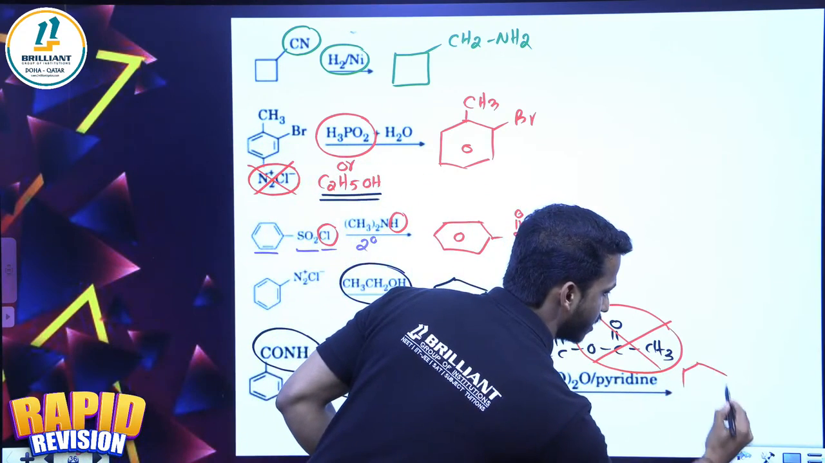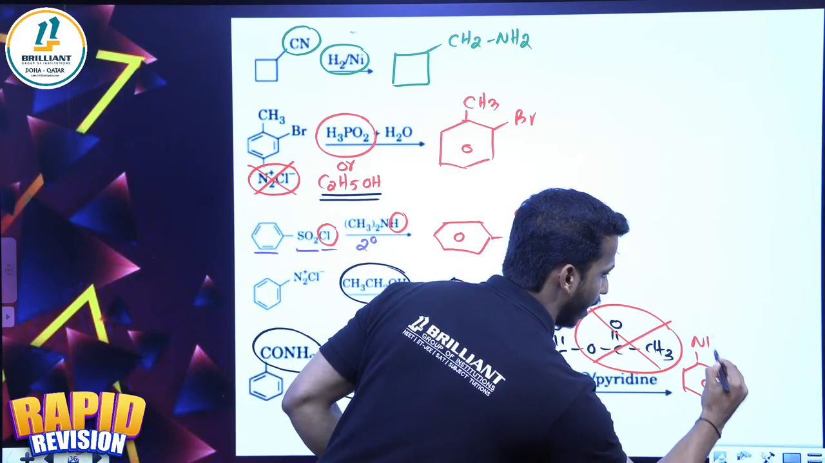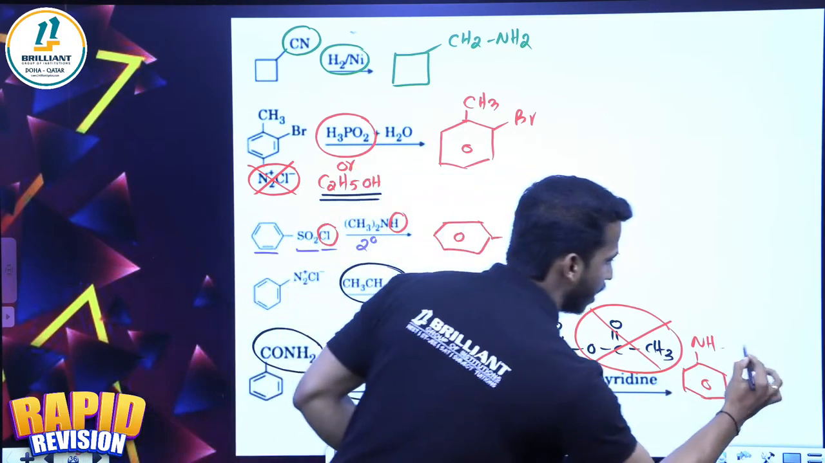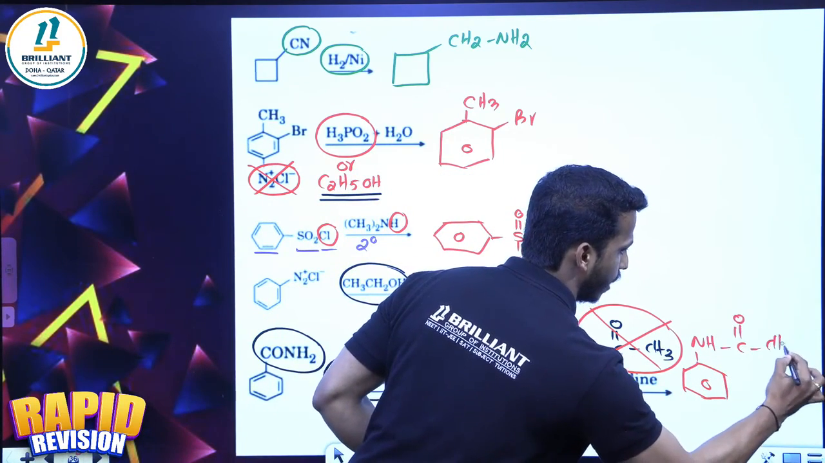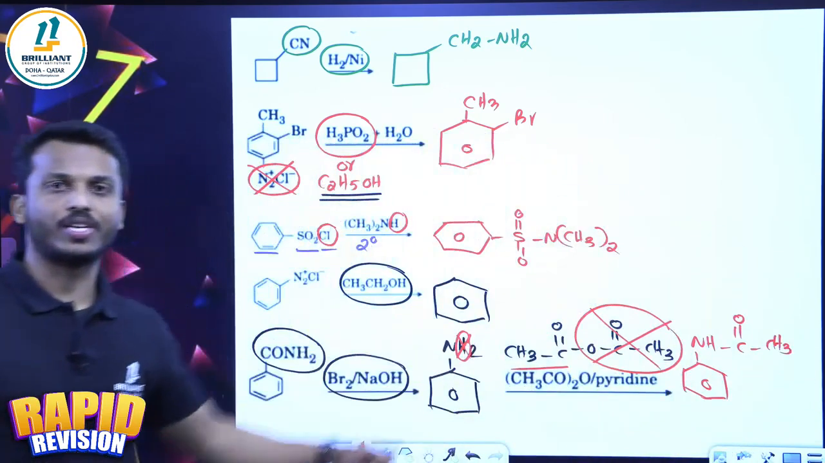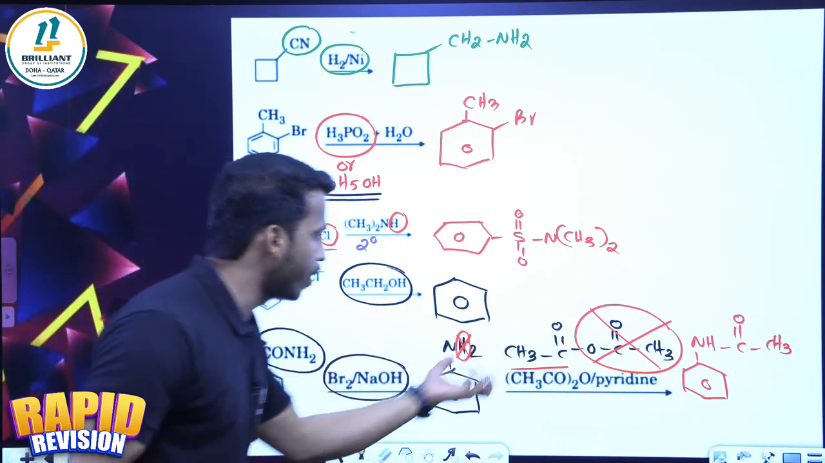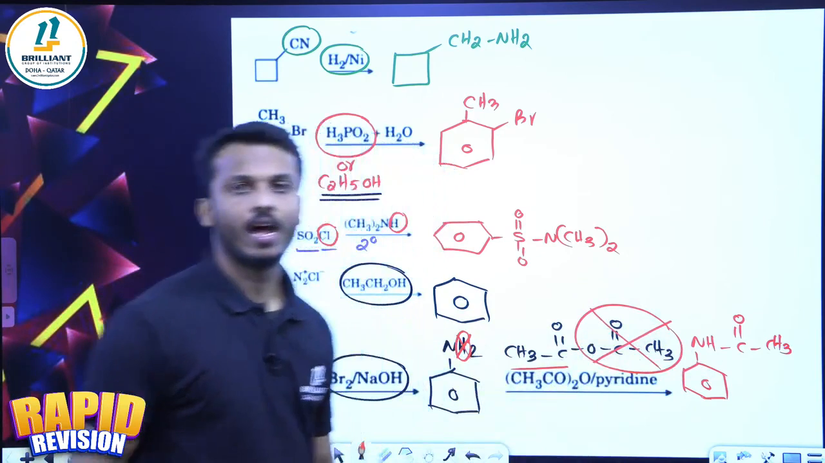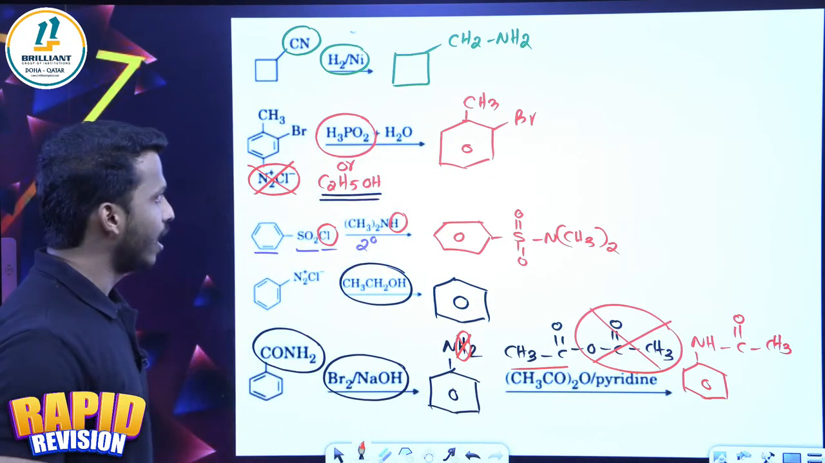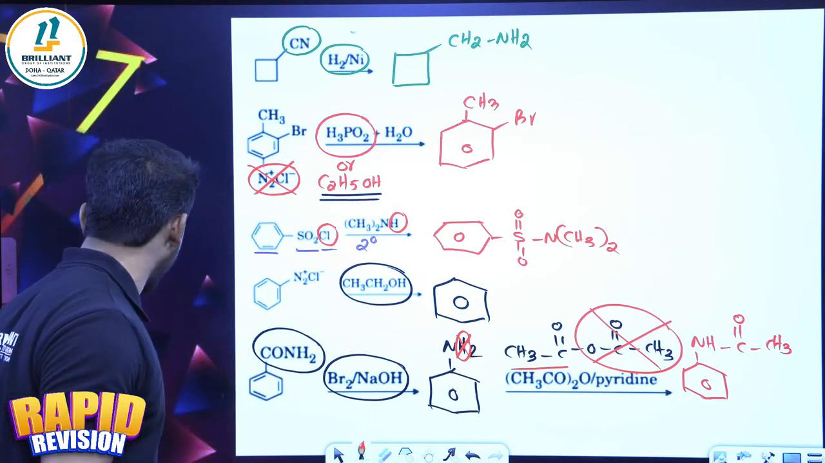If you remove that, what is left? Just club. Benzene with NH. Then what is the remaining part? COCH3. You will get amide. You know this reaction is called acetylation, right? So amine on acetylation, you will get what? Amide. Dear all, let me give you a last set of reactions.